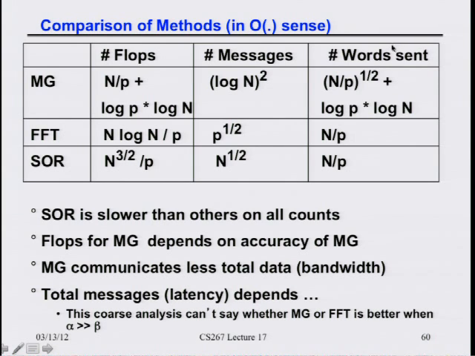What about the number of words sent? Let's look at that next. So here I have n over p, the square root. And that's a whole lot better than either n over p or n over p. Right? So this one, so multigrid wins there too. Again, there's a log term.